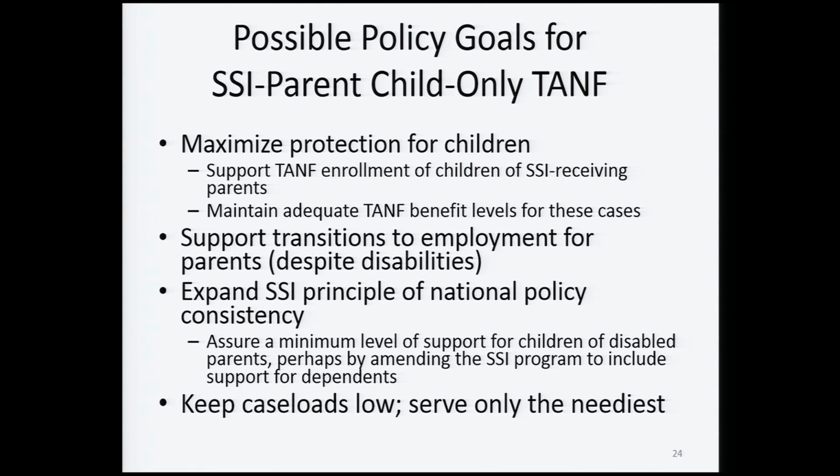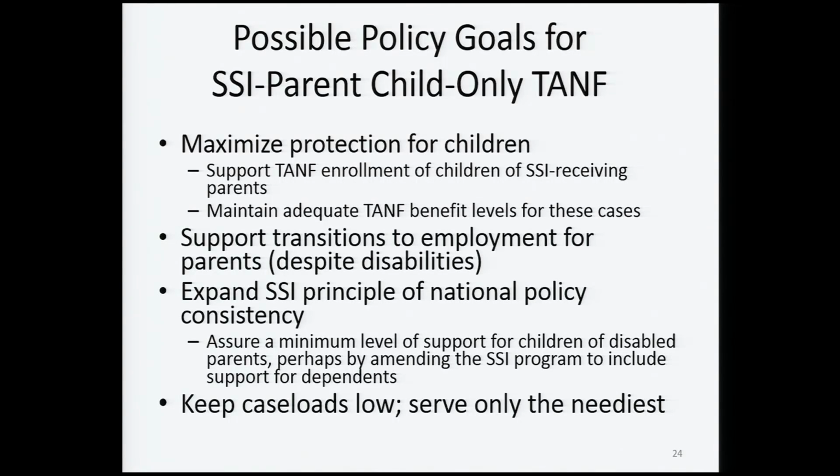So I think this is the last slide I'm going to try to say anything about, and that's, well, what is going on? What are possible policy goals that could be either going on or could be considered in this realm? One is that we should try to maximize the protection for children, a concept that was central to Jack Schoenkauf's plenary on the developing child the other day. And here you would want to support TANF enrollment of children of SSI-receiving parents to help maintain income and supports and so on. Another priority might be to support transitions to employment for parents, something that the Social Security Administration does tend to and is really not tended to, I think, in most states for TANF SSI-Parent recipients.